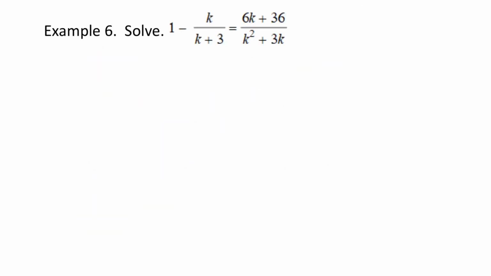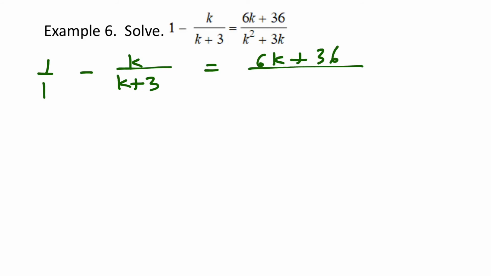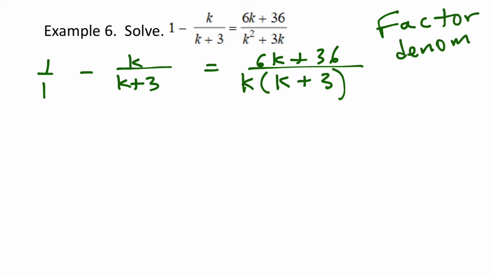All right, so here's another example. So I want to make sure I'm writing a 1 underneath my 1 to make it a fraction. I'm just going to spread this out a little bit. And I need to factor where I can on the denominators. So I got a GCF of k. So this would be k plus 3. So you want to factor the denominator to help you find your common denominator.